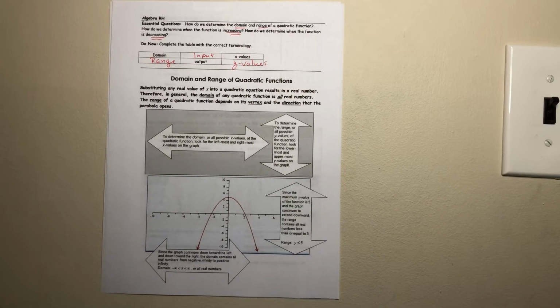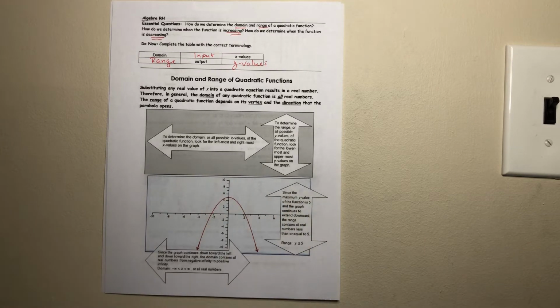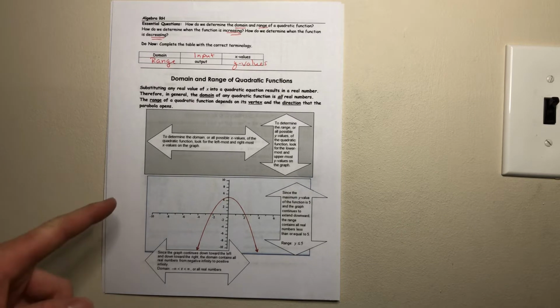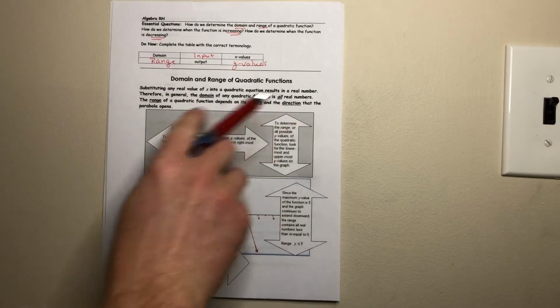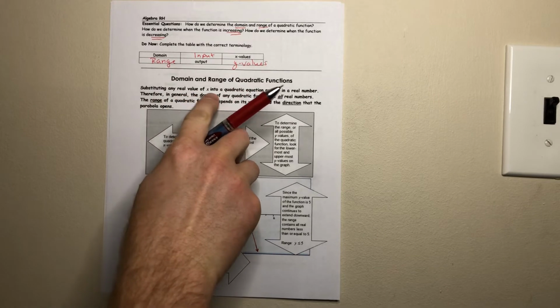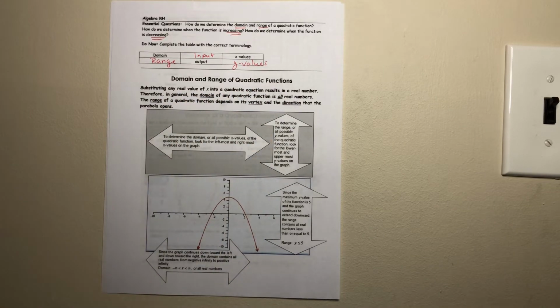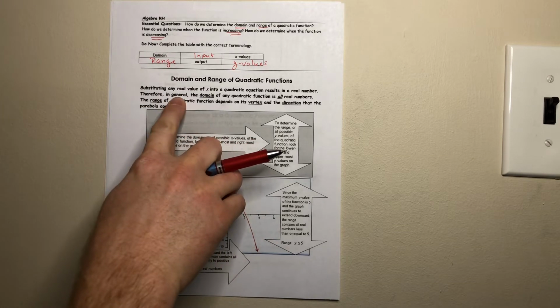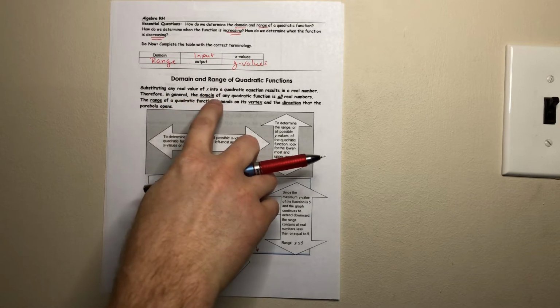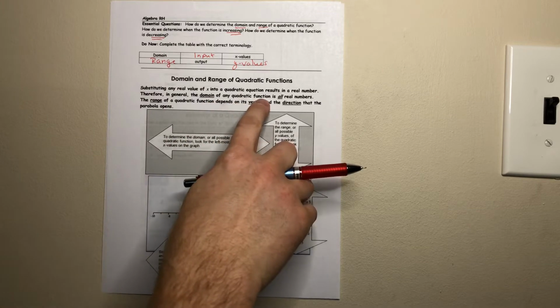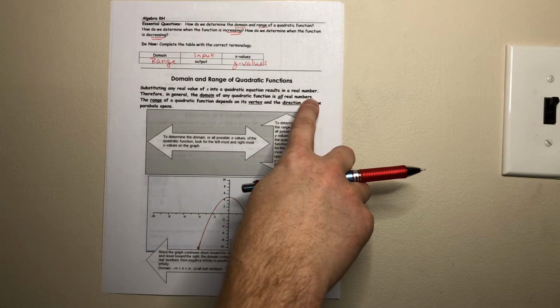All right. So what you're looking at here is basically just some notes. We're going to talk about some notes very quickly, and then we'll get into some examples. So let's read this together. Domain and range. Substituting any real value of x into a quadratic equation results in a real number. Therefore, in general, unless we restrict it, the domain of any quadratic function is all real numbers.